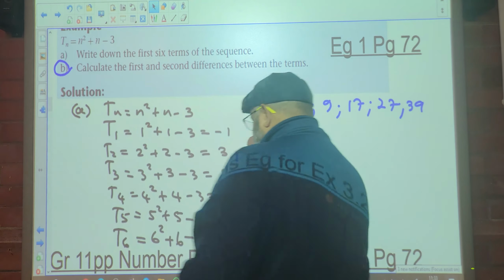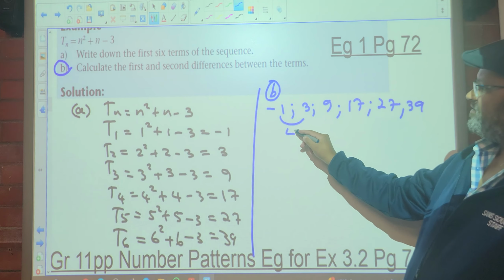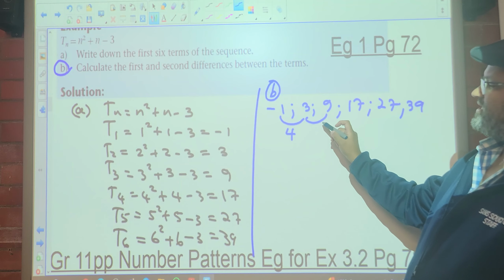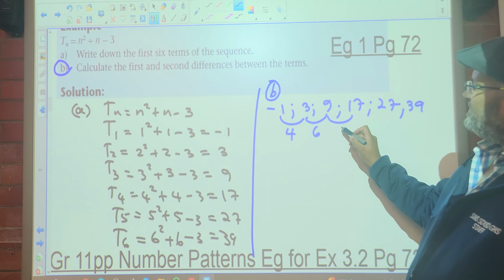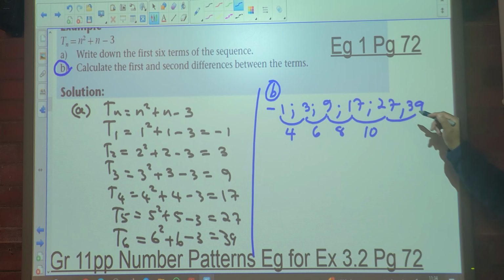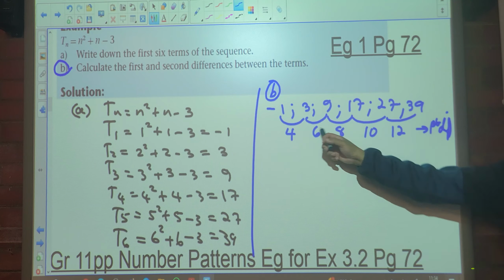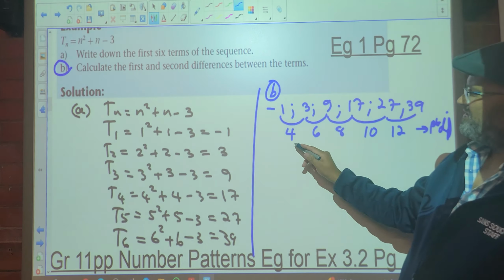So coming back to this here, let's work out the difference. It's going to be 3 minus negative 1, which is 4. 9 minus 3 is 6. 17 minus 9, 8. 27 minus 17, 10. 39 minus 27 is? And this is your first difference. Does it have a constant first difference? No.